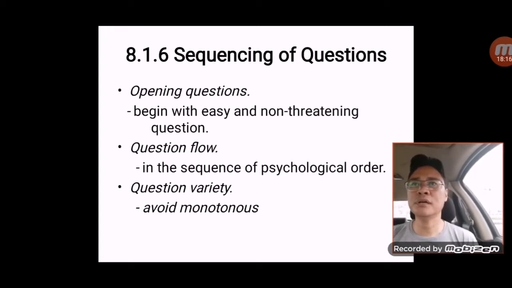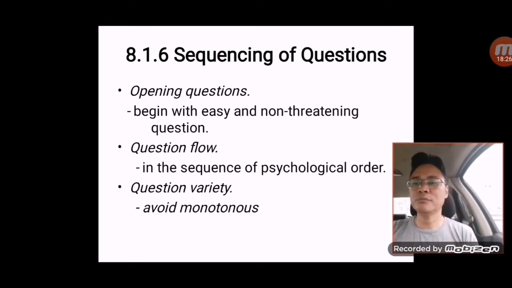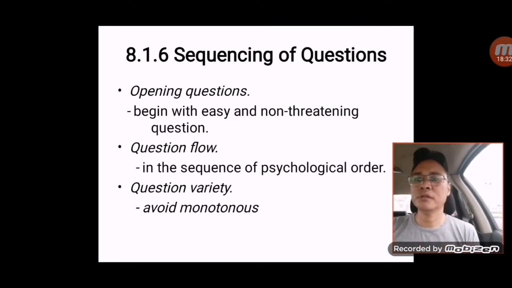Sequencing of question, opening query, begin with easy and non-threatening question. Biasanya kalau dalam soalan, kita akan mula dengan demographic profile. Lepas tu dia ada introductory remark. Okay, macam kita dah cerita dah tempoh hari. And then do you have a flow? You have section A, B, C, D, E, question variety, avoid monotonous.